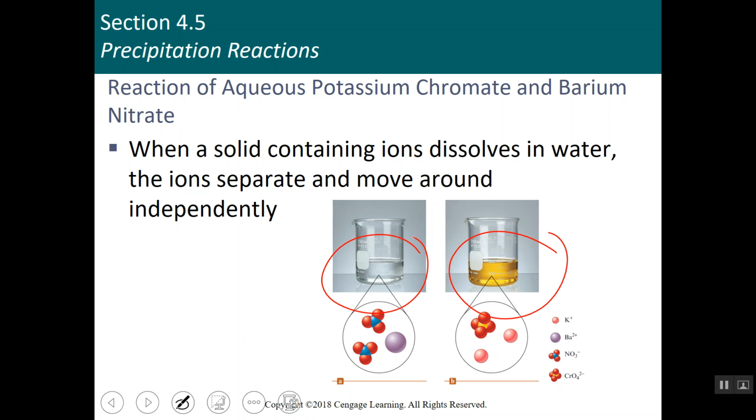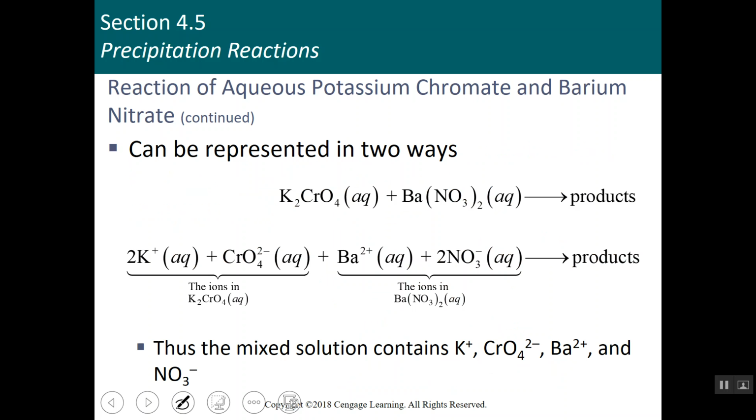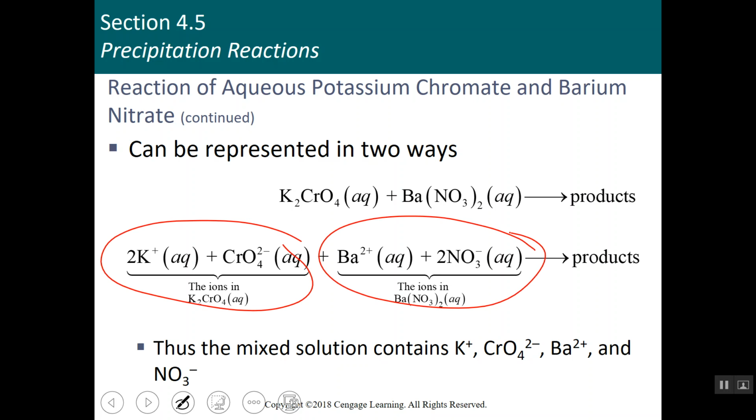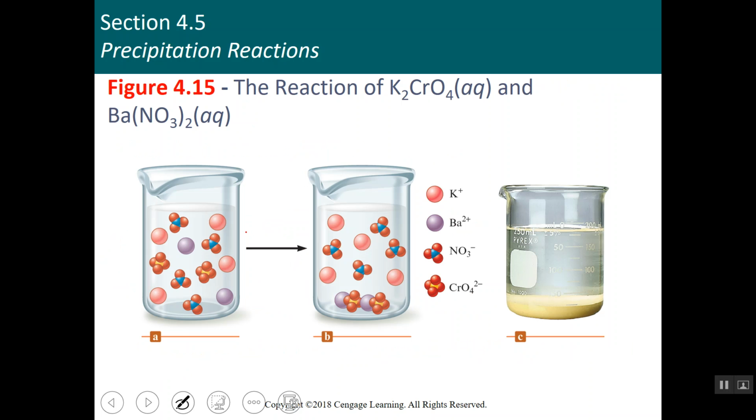What actually exists in those solutions isn't the chemicals themselves, it is the ions that the compounds are made up of. So when I put barium nitrate in solution, these are what are actually hanging out in that solution. When I put potassium chromate in, these entities are actually what are hanging out in that solution. So again, a pictorial representation, another pictorial representation.